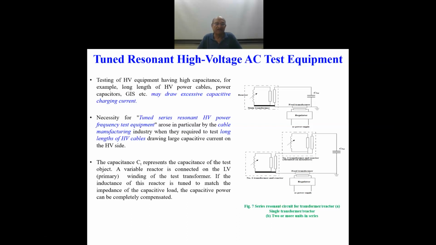When applied to such high value of capacitance formed by the test object, it will draw a lot of capacitive current, a lot of reactive power. And how can you bring down the reactive power? If you have in the circuit an equivalent reactor, the capacitance is being equalized with inductance, that is the reactor.